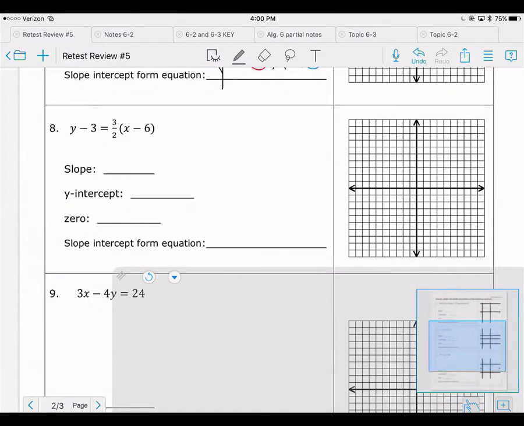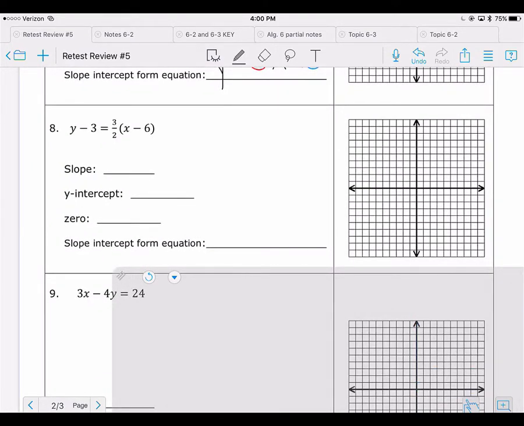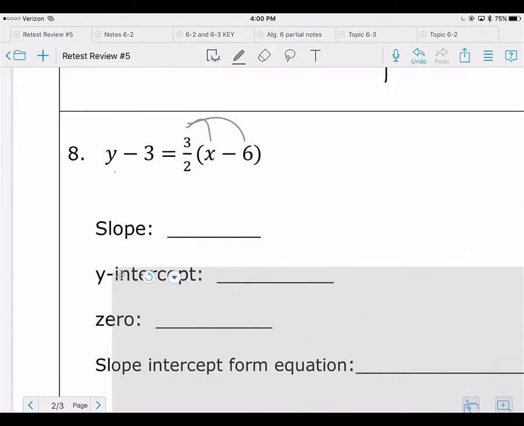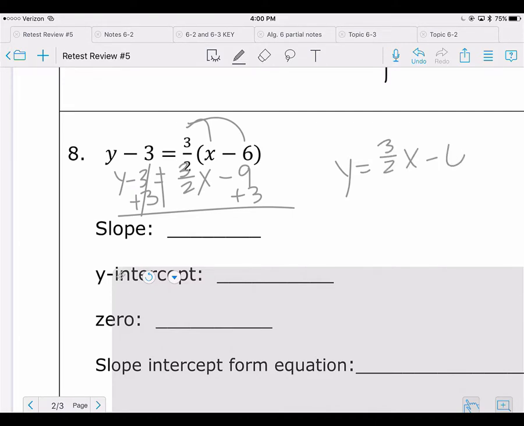Problem 8, we have y minus 3 equals 3/2 times (x minus 6). They want it in slope-intercept form. So I need to solve for y by distributing. 3/2 times x is 3/2 x. 3/2 times negative 6 is negative 9. And then I add 3, but whatever I do to one side, I do to the other. And that gives me a negative 6.